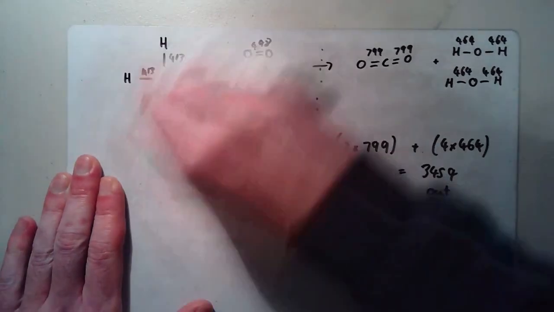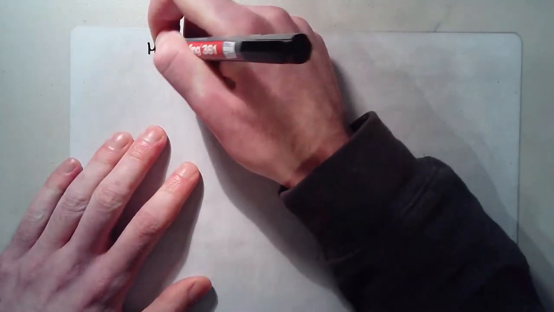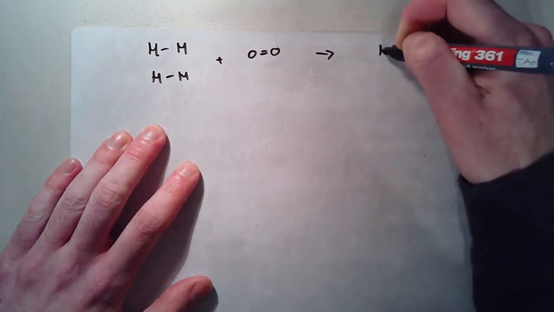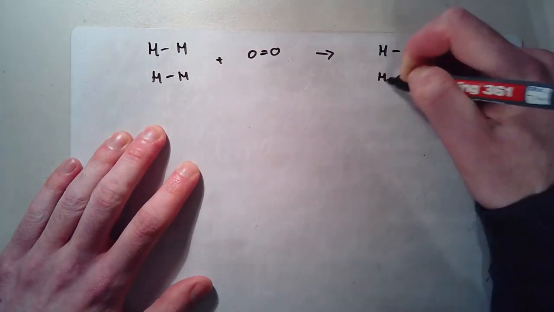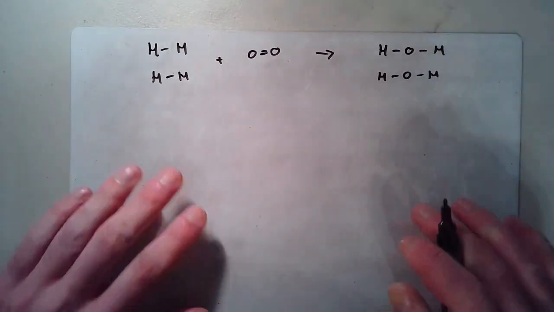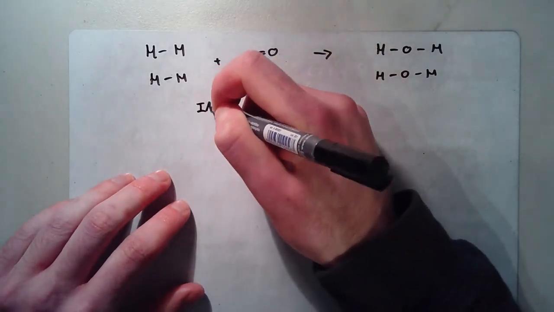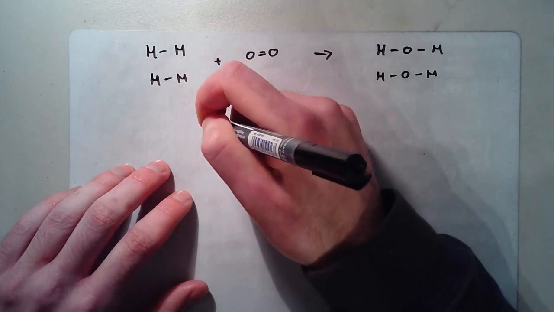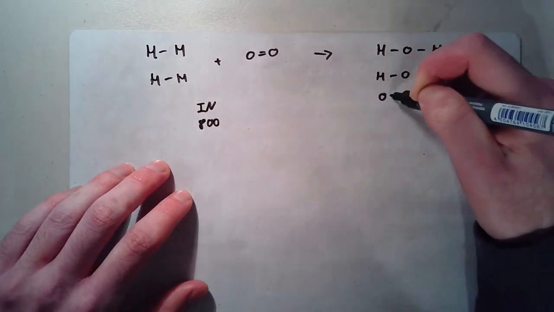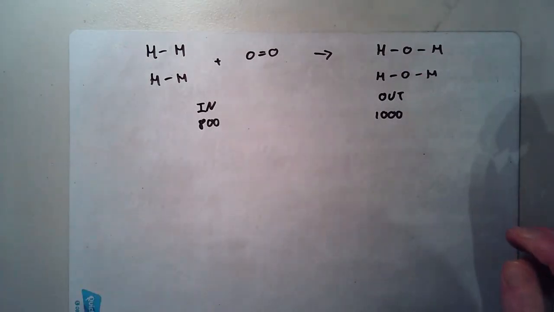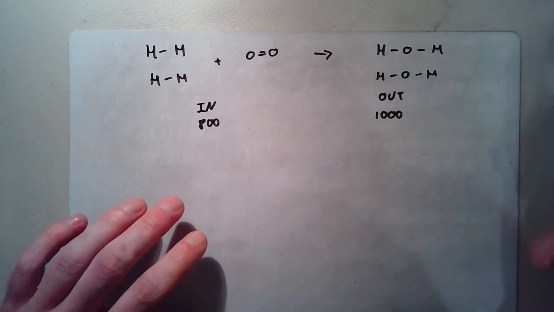So essentially, if you take a reaction, what did we do? We did two H2, two O's, and we got that. I can't remember exactly what the energy change ended up being, but let's say we worked out that the energy you had to put in was 800, and the energy that you got out was 1,000. Let's just imagine. Then the difference was, of course, 200, and we can tell that it's exothermic as well.